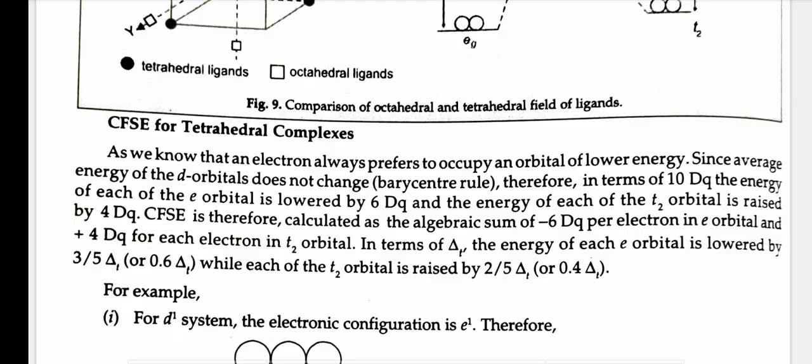In terms of delta T, the energy of each e orbital is lowered by 3/5 delta T or 0.6 delta T, while each t2 orbital is raised by 2/5 delta T or 0.4 delta T.